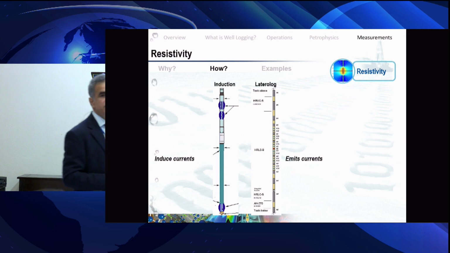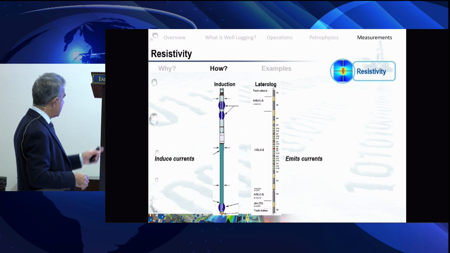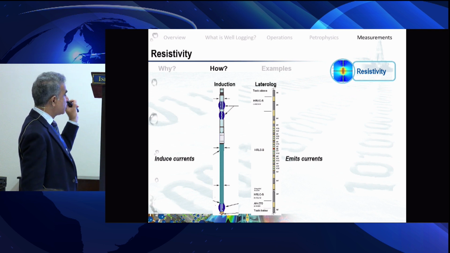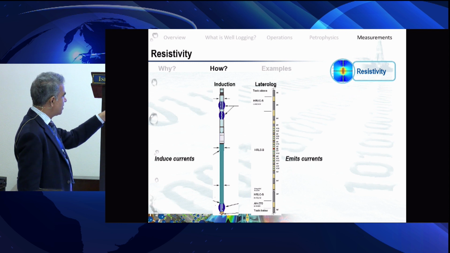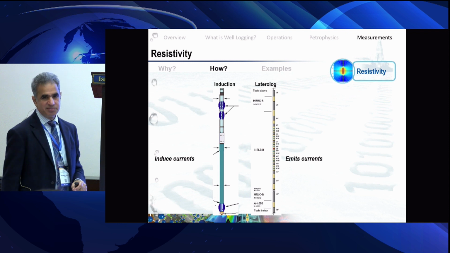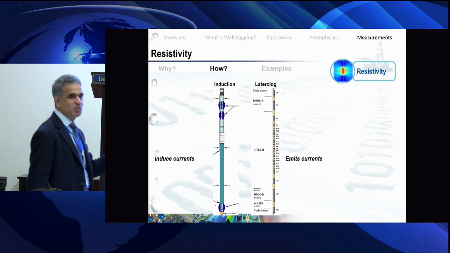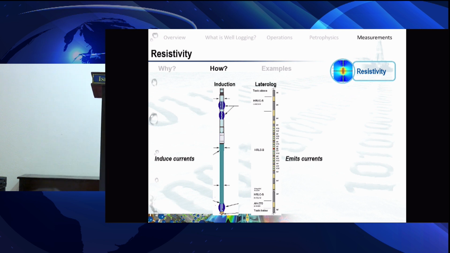Both of them I will explain. We'll go into one by one. One, induction, induced current. Two, lateral log, emitted current. As I mentioned, it's difficult here, but before 11 we have to finish.